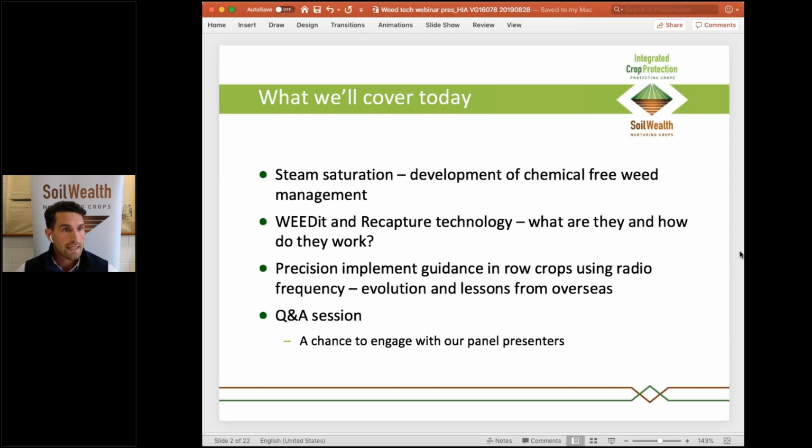So today we're looking at firstly steam saturation, developing chemical-free weed management, also jumping into some technology called WEEDit and Recapture, which you may be familiar with. We'll find out a bit more about what that is and how it works. And we're going to round out the presenter sessions with looking at the use of radio frequency for precision implement guidance in row crops as well. You'll then have a good chunk of time at the end around Q&A and engaging with each of the panel presenters, which is fantastic.